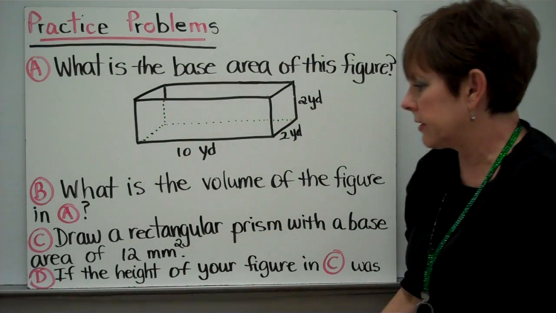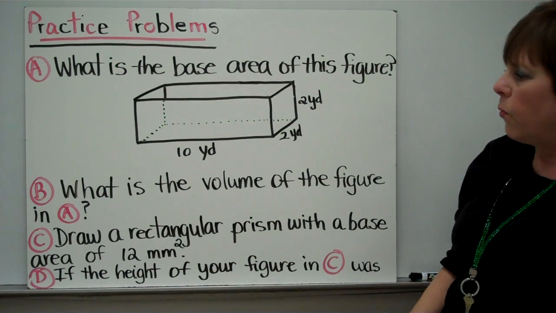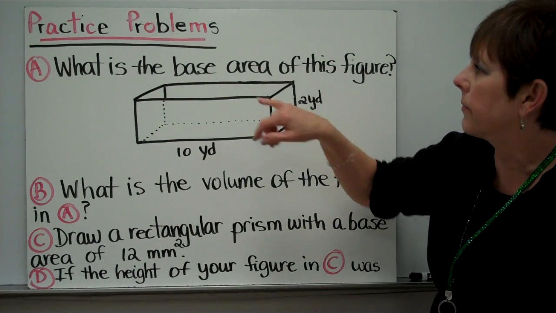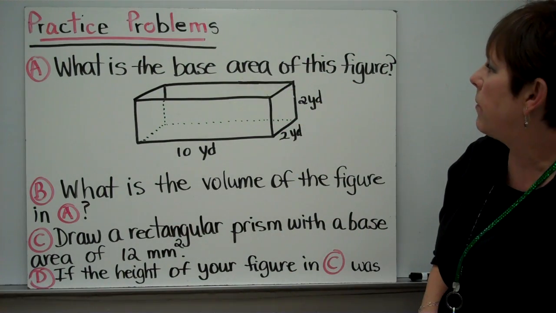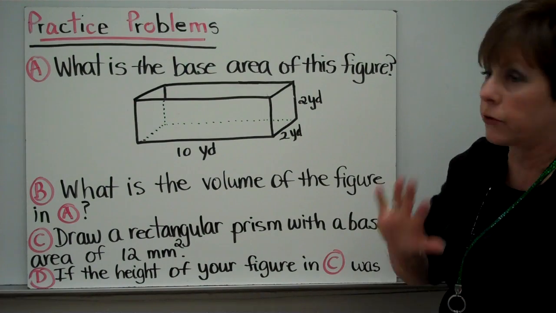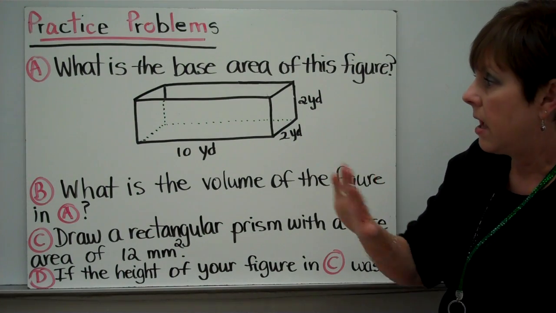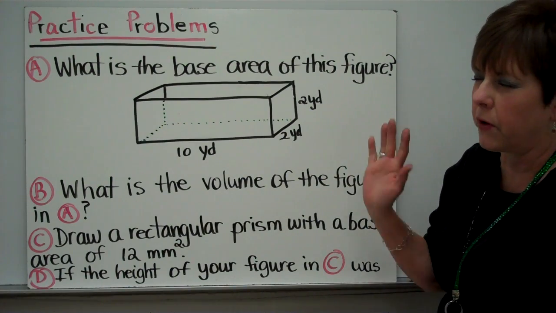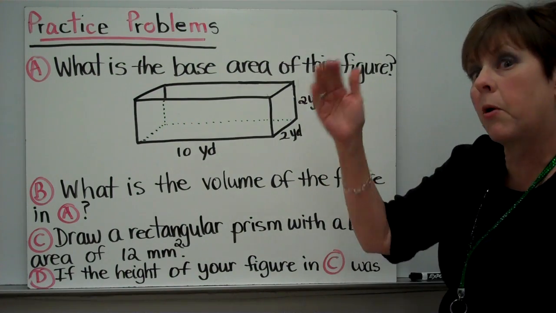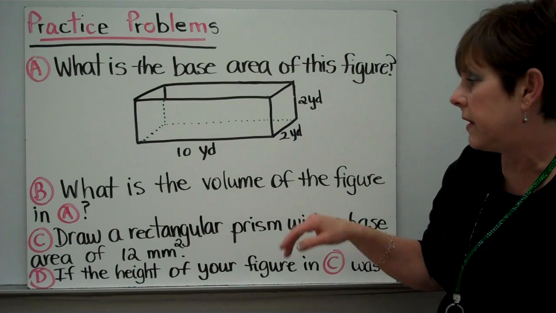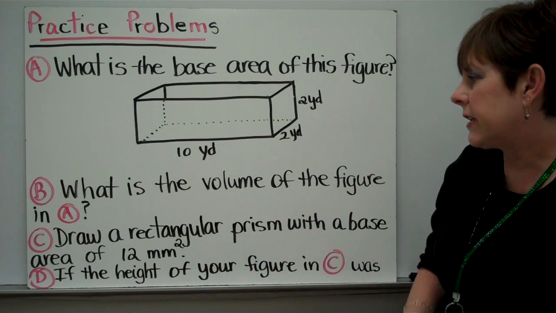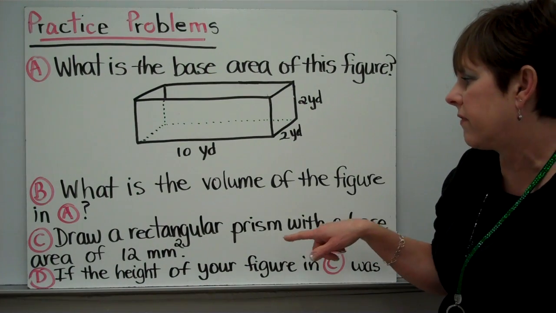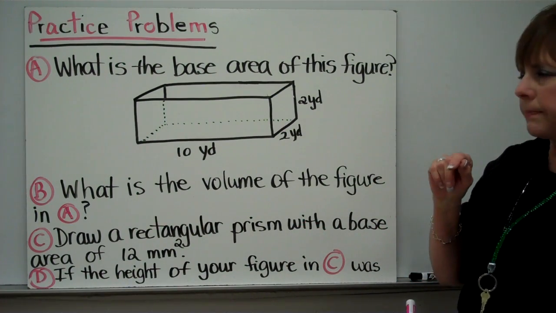All right, let's look at our practice problems. We have 4. Part of letter D is on the back here. Practice problems, letter A, what's the base area of this figure? Just the base area. B says, what is the volume of the figure in A? If you're not sure about base area and volume, go back and review part of this video. Letter C says, draw a rectangular prism with a base area of 12 square millimeters.